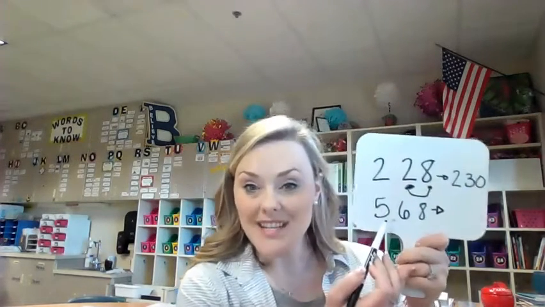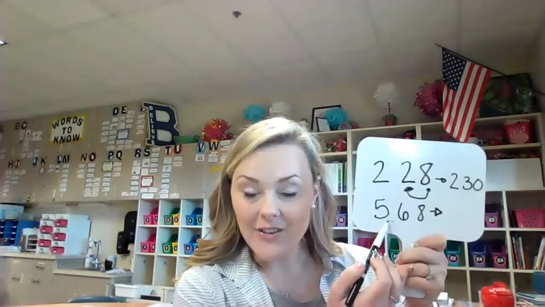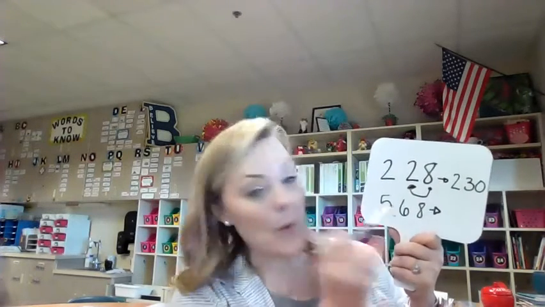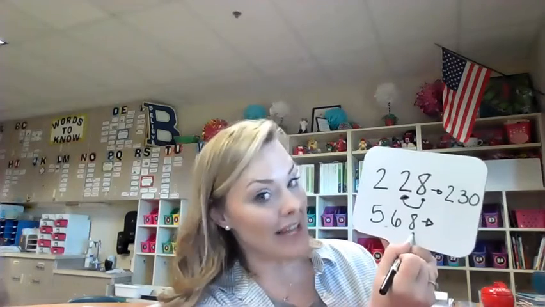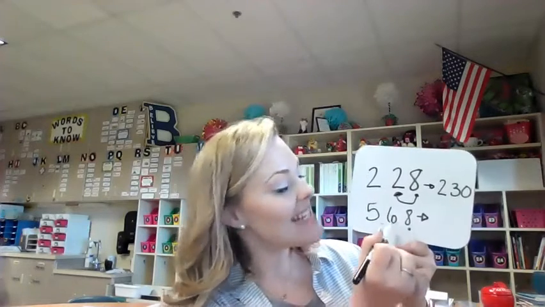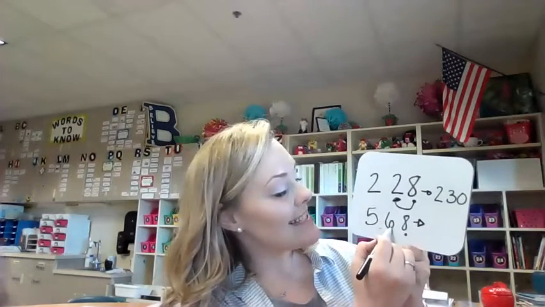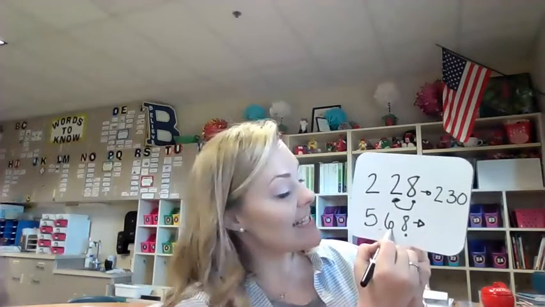Now you try on your whiteboard, do 568. Round this number to the nearest 10. Pause the video and solve. Okay, so hopefully you were looking at your ones, it's the boss, and the 8 tells the 6, time to go on up. So the 6 becomes 7 tens, so we're at 570.